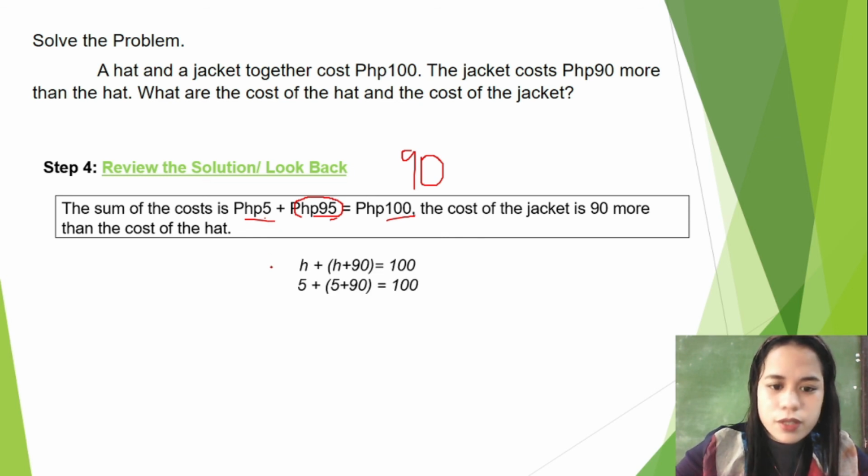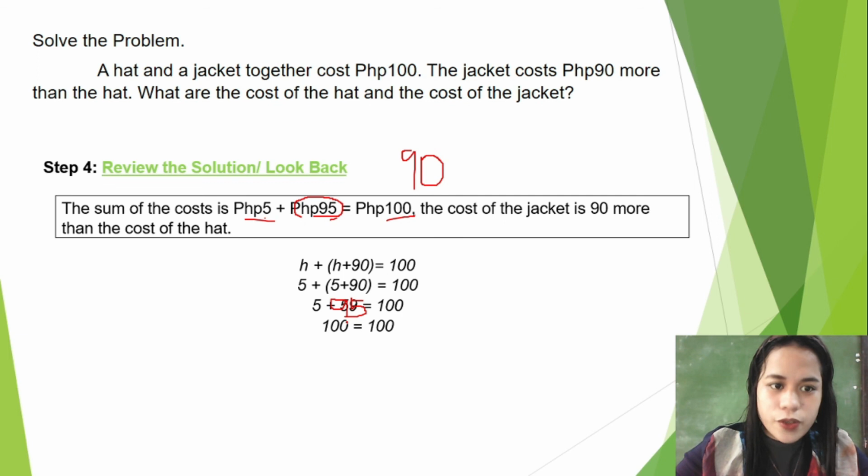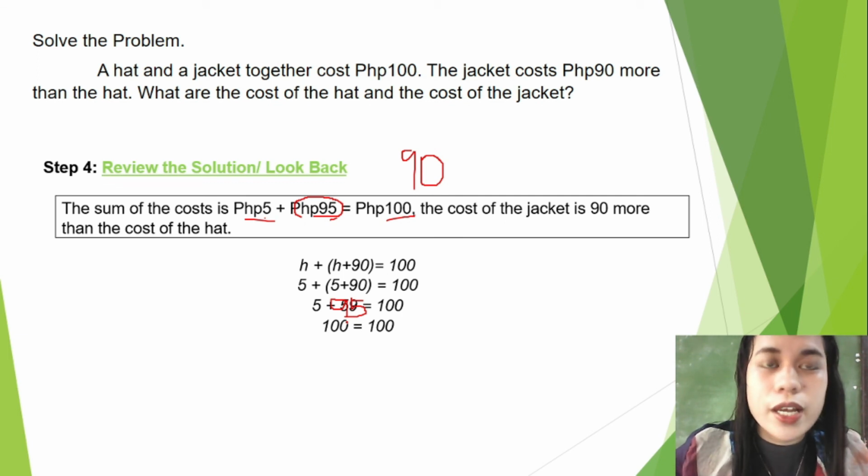So if we substitute that, H plus 90, go back to our equation. So H, we have 5, and then 5 plus 90, we have, actually, this is 95, I'm sorry. So 5 plus 95, so this is actually 100 is equal to 100. So this is how we solve a deceptive problem like this one.